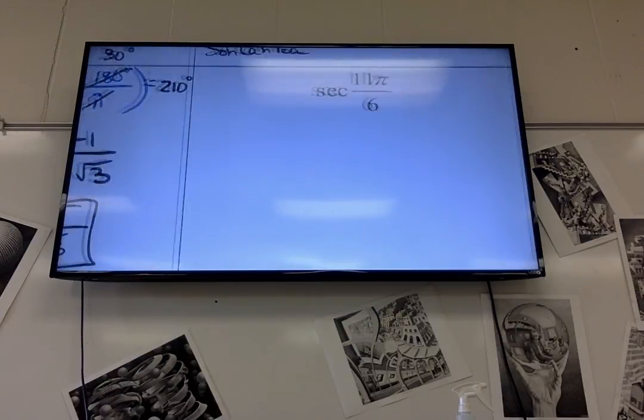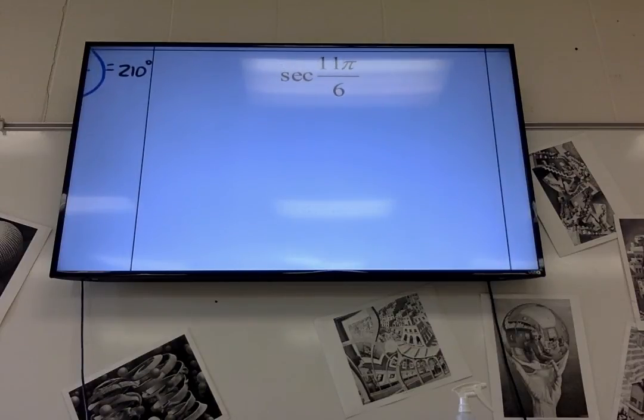Okay, you try this one. Change it to degrees first, sorry, first radians, I mean degrees. See if you can figure out what that answer is, that ratio.